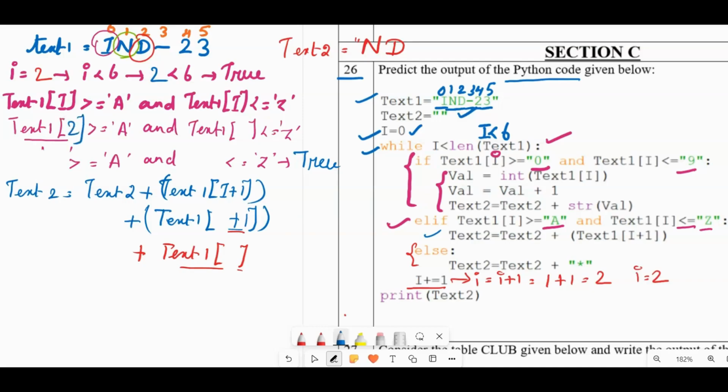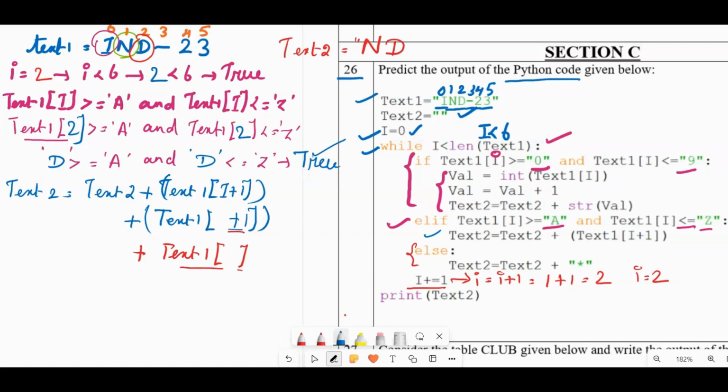Text 1 of 2 which is greater than or equal to A, and text 1 of 2 which is less than or equal to Z. And then under the text 1 of 2 we are having D character. So just write D here, and text 1 of 2, that is D, is less than or equal to Z. Again the condition is true, satisfied.